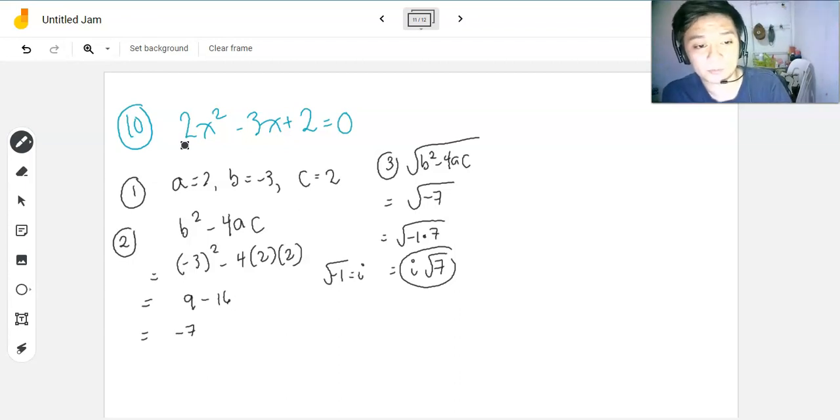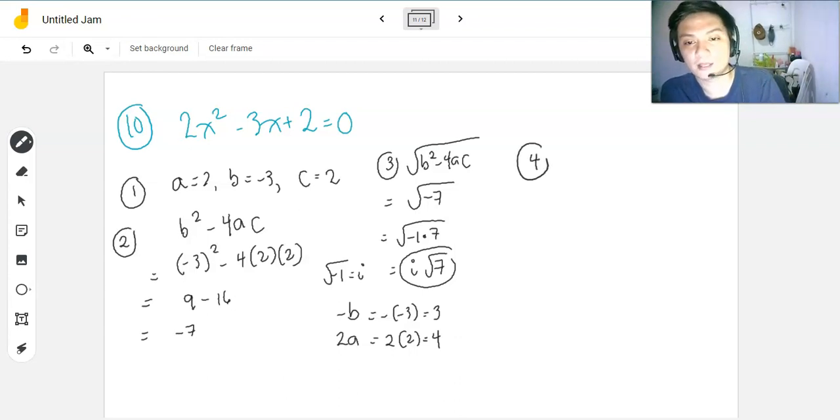And still under step 3, ano nga yun? Negative of b and 2a. So, anong negative of b? Negative of -3 is +3. 2a is just 2 times 2. So, just 4. And then step 4, yan, drawing natin yung mukha ng crush natin.